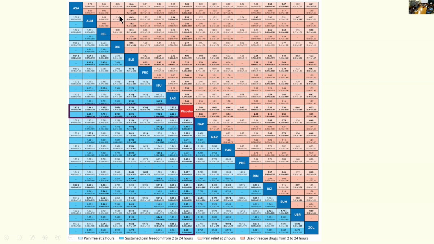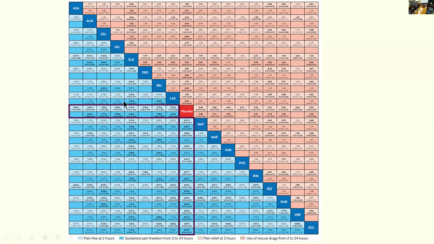Suppose I want to compare the effect of L-tryptin with placebo. How will you compare? I want to look at the pain freedom at 2 hours. I want to see how effective L-tryptin is compared to placebo. So what should you do? First, you identify where L-tryptin is, and you come down and see where it intersects placebo. Because I want to look at the pain free at 2 hours, I look at this particular box. How much is that? The odds ratio is 5.19.